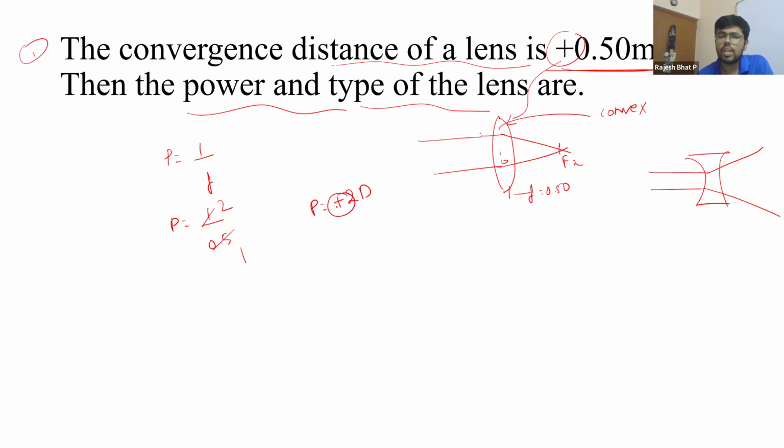Sir, it is plus, no, sir? Then which type of lens, sir? I just told you, convex. It is already proved. Okay. So remember, and always remember, f should be in what? It must be in meters.